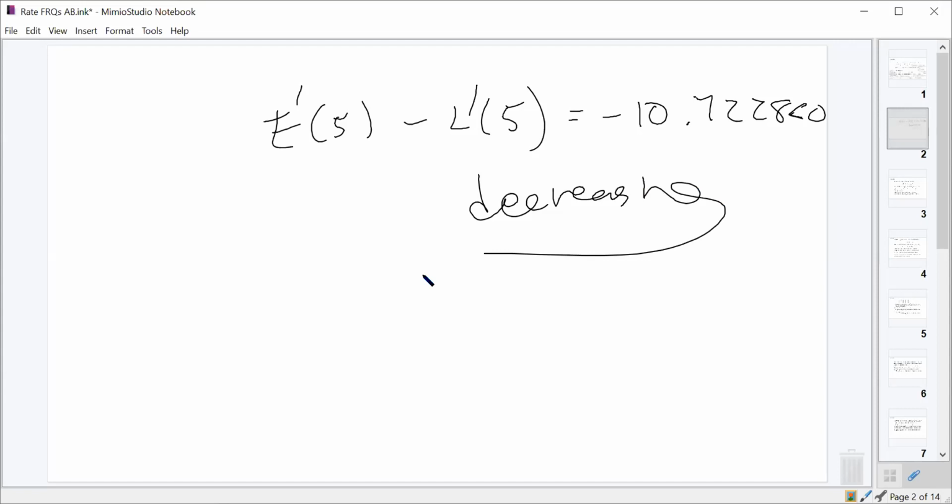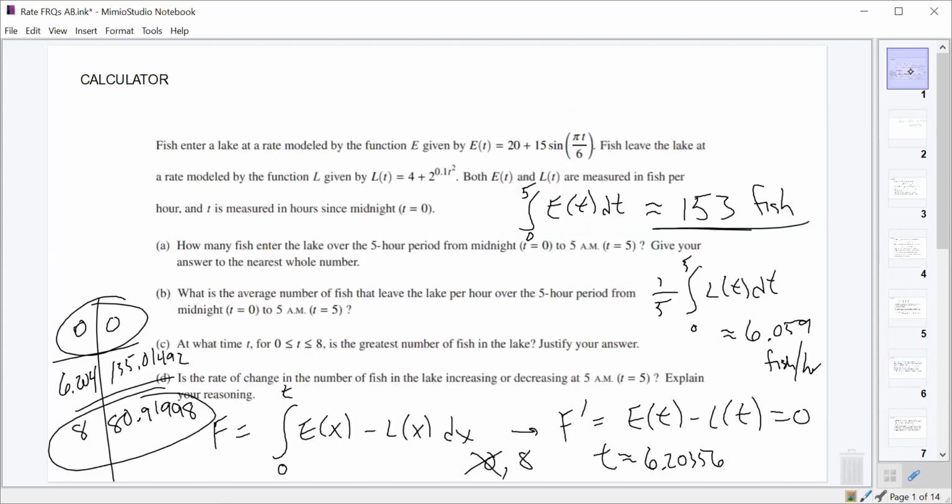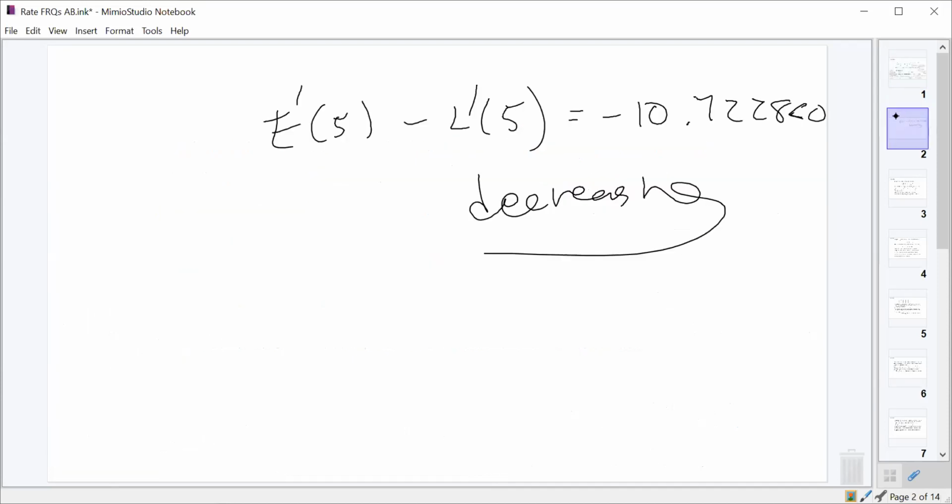The second derivative of f? Yeah, the second derivative of f is still this, because the first derivative is E minus L. So the second derivative is E prime minus L prime. For D, would it be possible to just do E minus L as the function and then find the derivative of that?